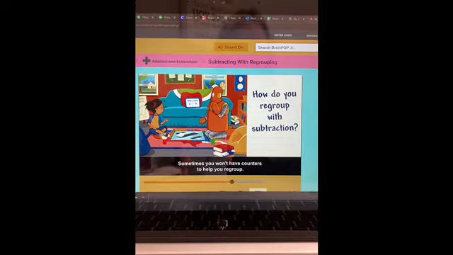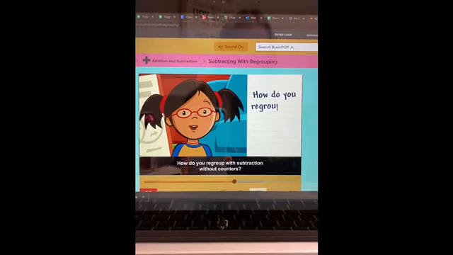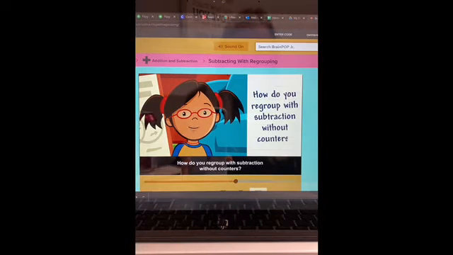Sometimes you won't have counters to help you regroup. How do you regroup with subtraction without counters?